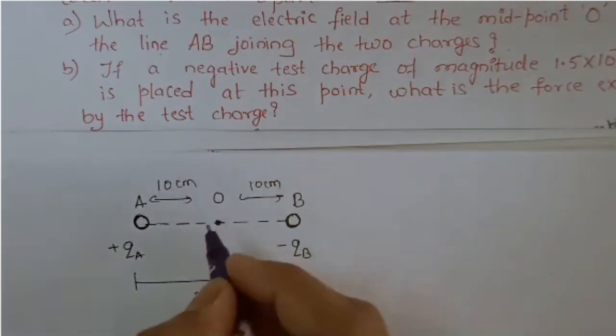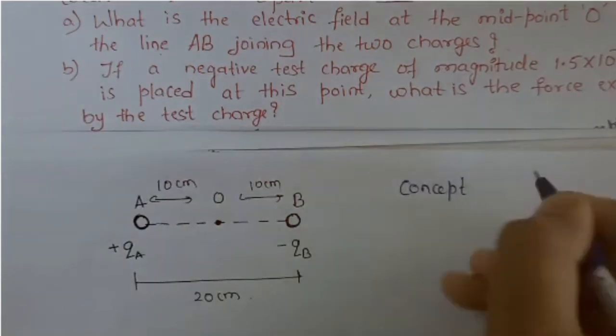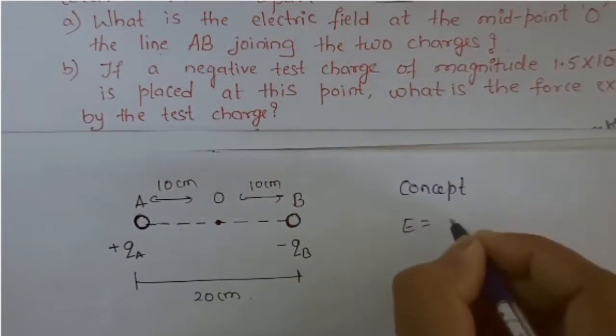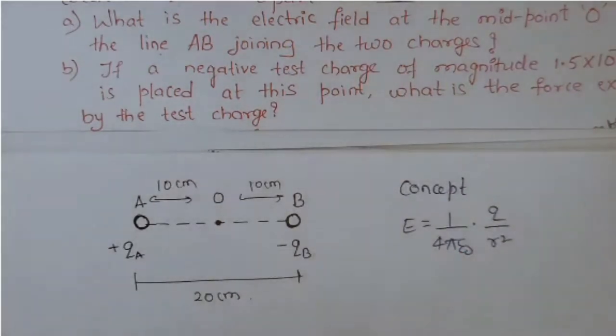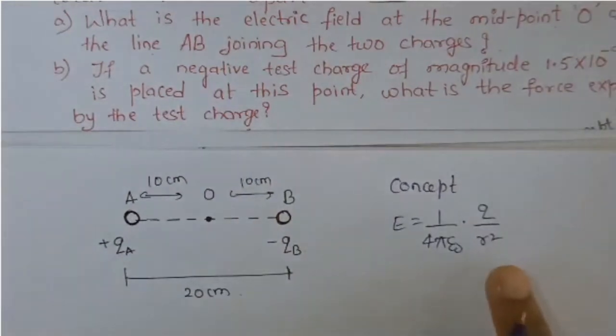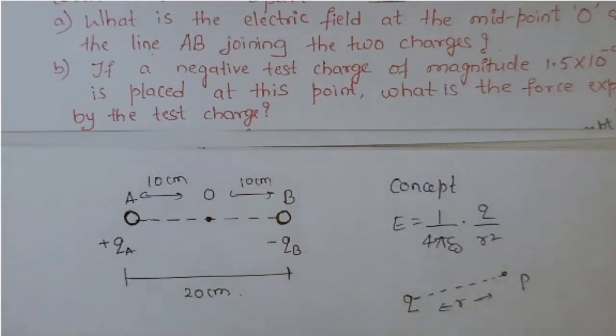Now we'll see the concept used over here. The concept of electric field you are going to use. Electric field, what is it? The formula is 1/4 pi epsilon naught Q by R square. This is the formula, right? What is this R? It is the distance between the charge and the point at which you are going to calculate the electric field, right? Suppose this is a Q charge here, and somewhere here you have taken a point P. Now the distance between the Q charge and the point P is R. So this comes to be the concept here, right?